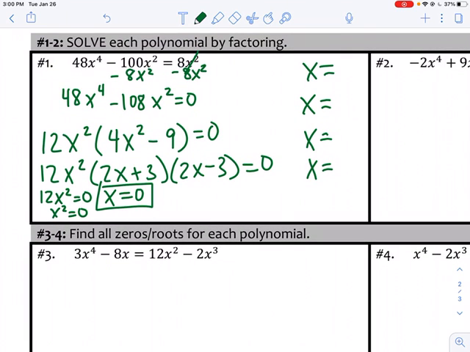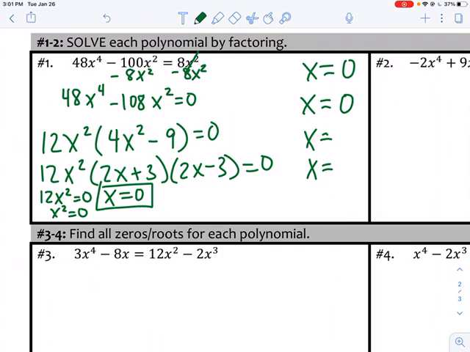And now here is where this is going to be a little bit different. 2 of these are my answers, okay? Because it was x squared. That tells us there are 2 answers there. The other way you could write this is x equals 0 multiplicity 2. All right, and then you wouldn't need to write it twice. So you got options. You can write it either way.